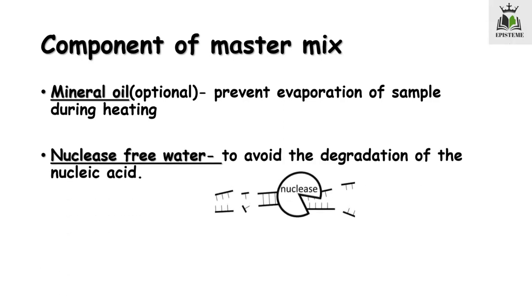Next we need nuclease free water, because if we have nuclease in our water, these nucleases will degrade our nucleic acid. So it will only defeat our cause of the PCR process. So make sure the water you use has no nuclease in it. And lastly, we need the template strand, which is very obvious for this process.